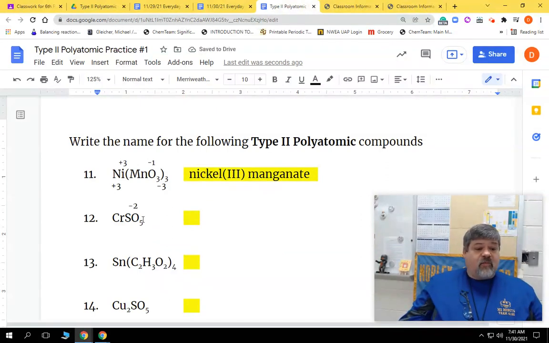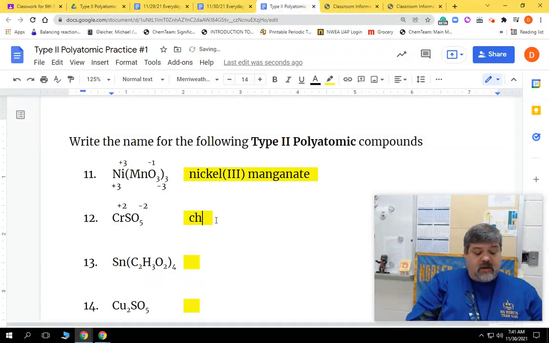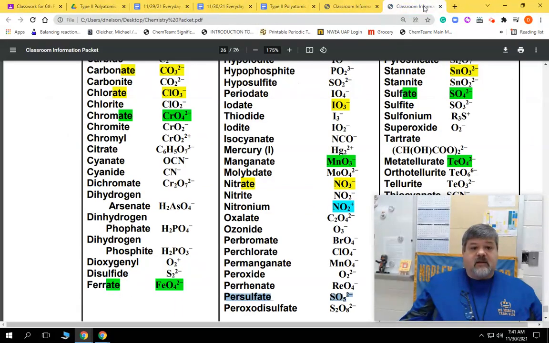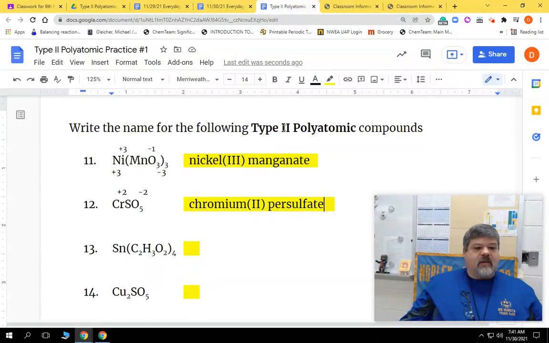Since I only have 1 of each, I have 1 persulfate and I have 1 chromium. That means that this one has to be a +2. So we're going to go over here and put in chromium 2 persulfate. Let me double check that again. Always need to double check. Persulfate, that's correct. Okay, that's how we do that one.